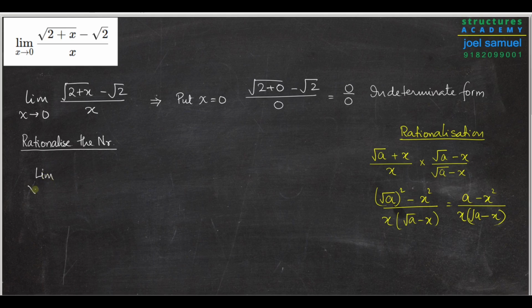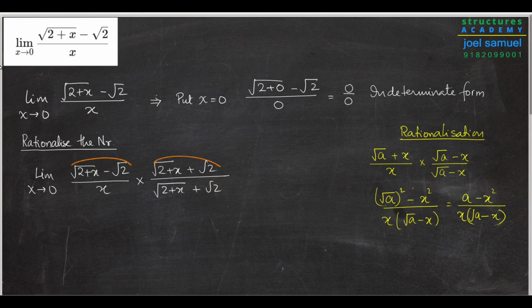The limit as x approaches 0 of (root of 2 plus x minus root 2) divided by x. Now we're going to multiply by the conjugate of the numerator, which is root of 2 plus x plus root 2, divided by root of 2 plus x plus root 2. Now if you notice, there is again this (a minus b) into (a plus b), which means this becomes the limit as x approaches 0 of this square minus this square, which means (2 plus x minus 2) divided by x times (root of 2 plus x plus root 2).